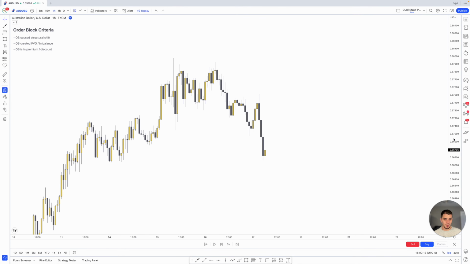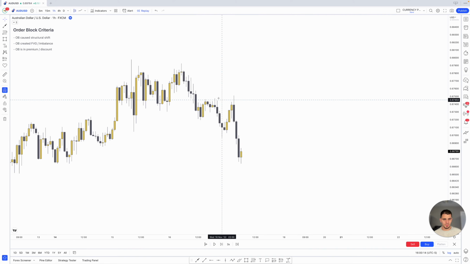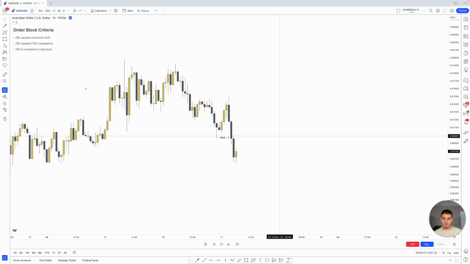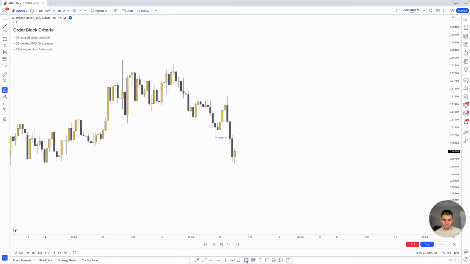Okay, so right there, we can see that we clearly just took liquidity from this high here and then broke structure to the downside once again. So structural break right here. That's first on our criteria list. Imbalance is next up. And we clearly created imbalance right here between these candles. Okay, so that's going to act as a magnet for price to draw back to this area.